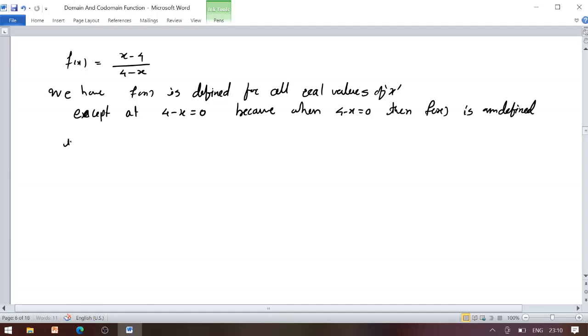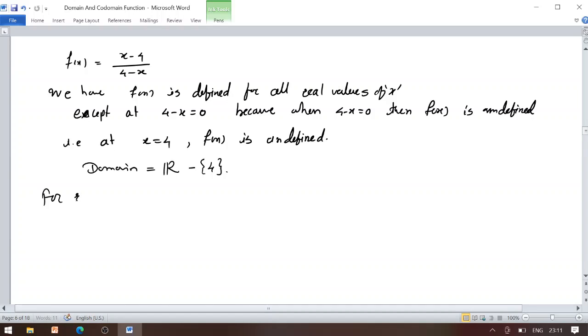So shifting the minus x, we have x equals 4. At x equals 4, the value of f of x is undefined. So x is the set of all real numbers excluding 4. The domain is the set of all real numbers excluding the singleton 4. Now we try to find the range of the given function.